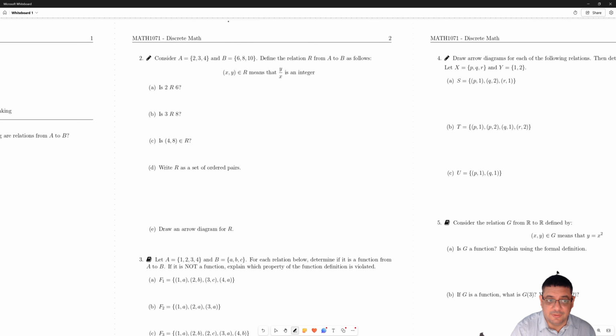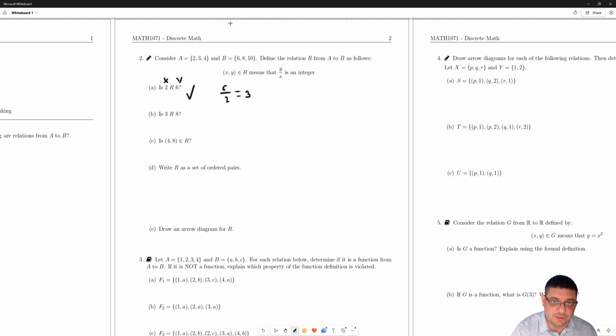So the first question is, is 2 related to 6? And the answer in this case is yes, because notice that this should be x and this should be y. According to this relationship condition, this will mean that 6 divided by 2, which is 3, is an integer. Indeed, 3 is an integer, so that's fine. So this is a relationship.